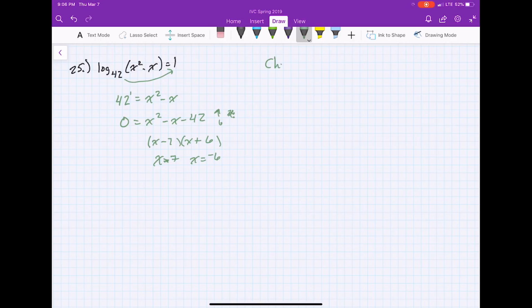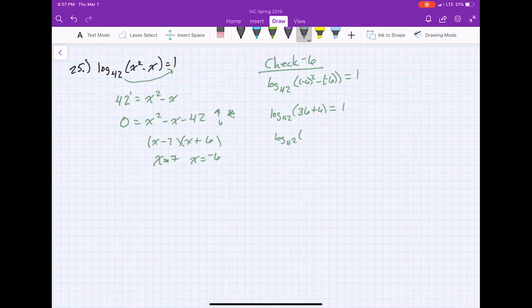So here we go. We're going to check -6 first. These have a lot of extra work, but so put the -6 back into the original equation and log base 42 and then -6 squared minus a -6 is equal to 1. We're going to get 36 minus, or actually plus 6 because minus a minus equals plus. This is obviously log base 42.